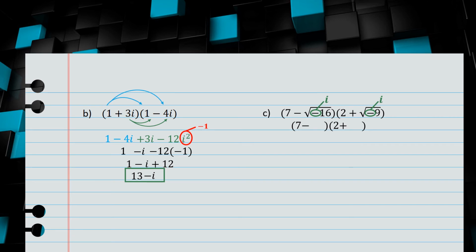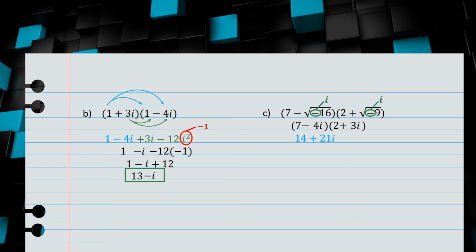We know that there is an i under the first parenthesis, but what is the square root of 16? Well, that's 4i. The second parenthesis, we've taken care of the negative, but what is square root 9? 3. So we can rewrite that as 3i. So we now have 7 minus 4i times 2 plus 3i. From here, since it is a binomial times a binomial, we will distribute. 7 times 2, 7 times 3i would give you 14 plus 21i.